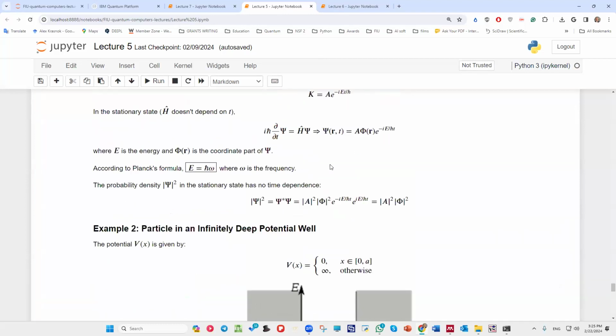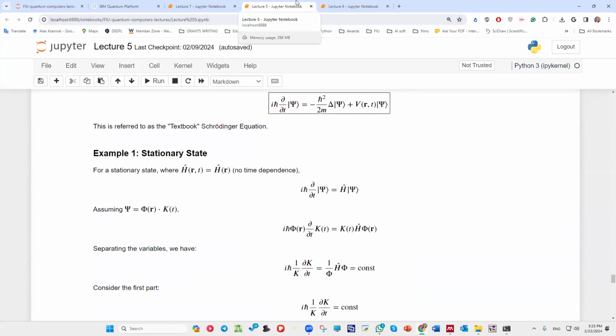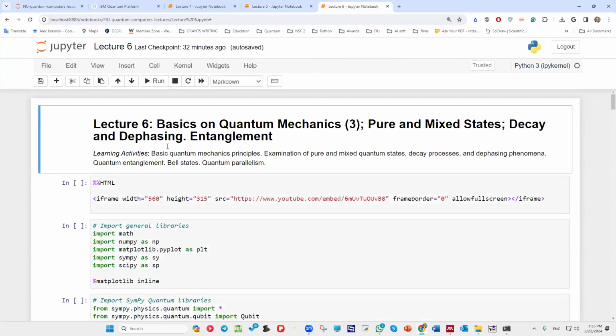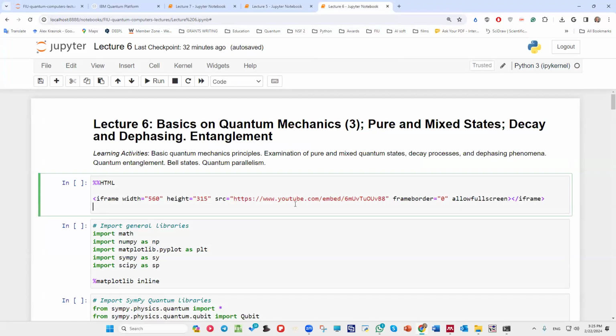So this is what we discussed last time, and let us transit now to lecture number 6. Today we're going to finalize this introduction to the basics of quantum mechanics, and we'll discuss some aspects of pure and mixed states, dephasing, and entanglement.